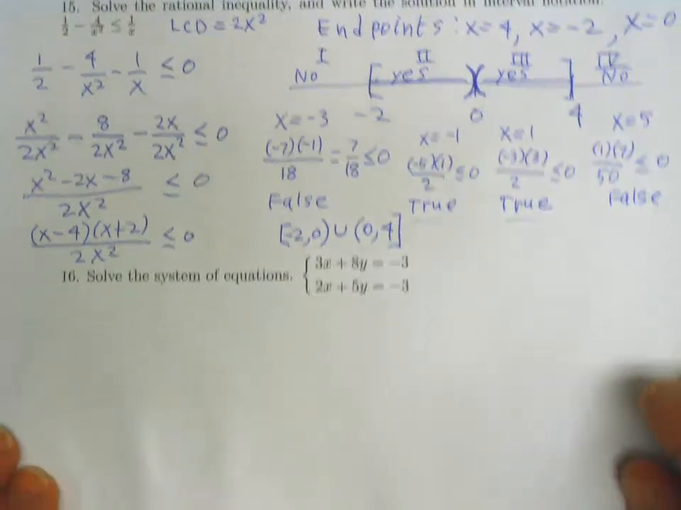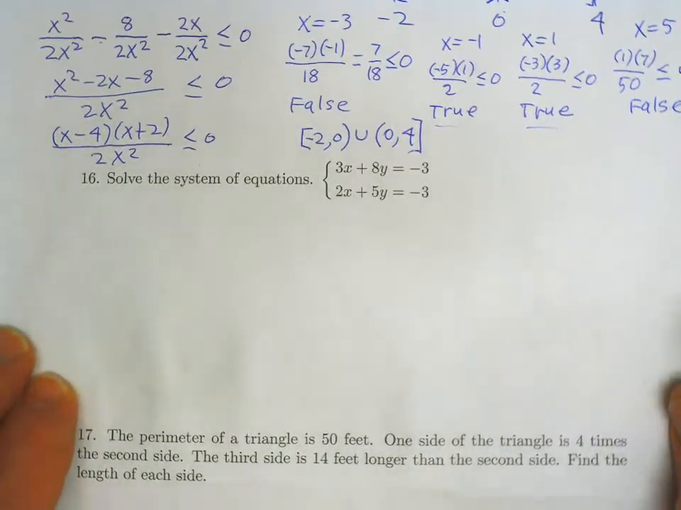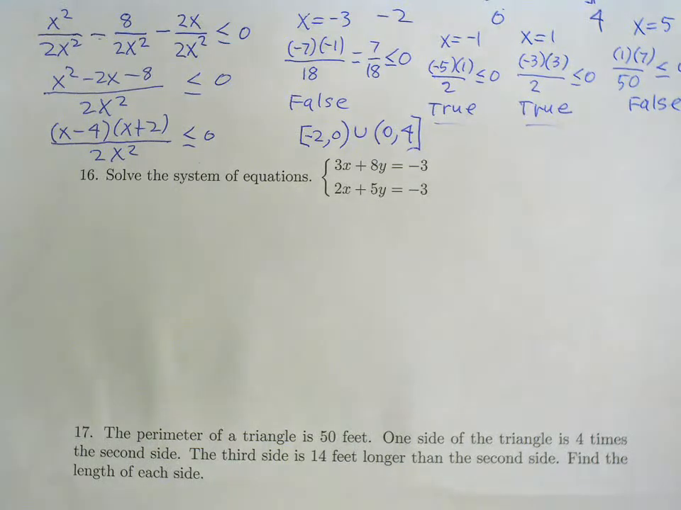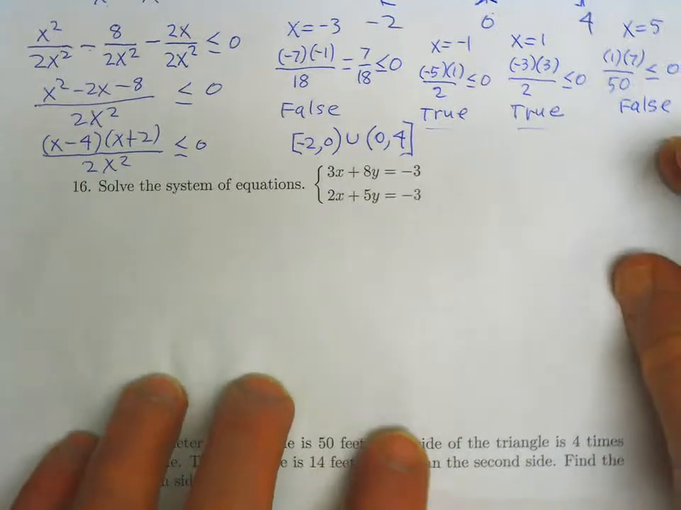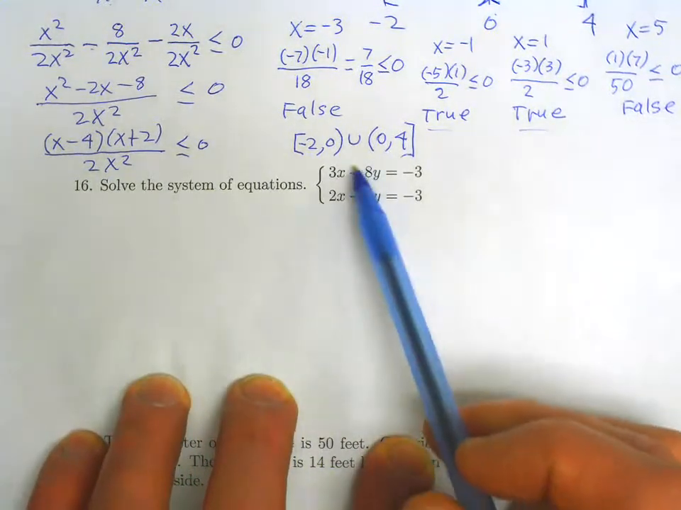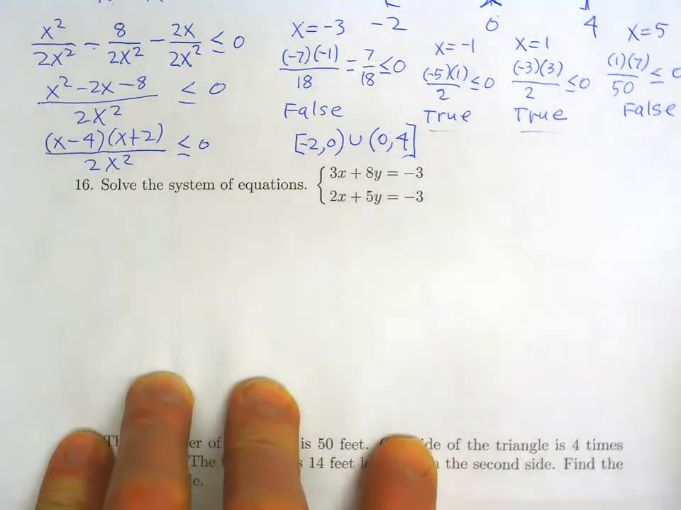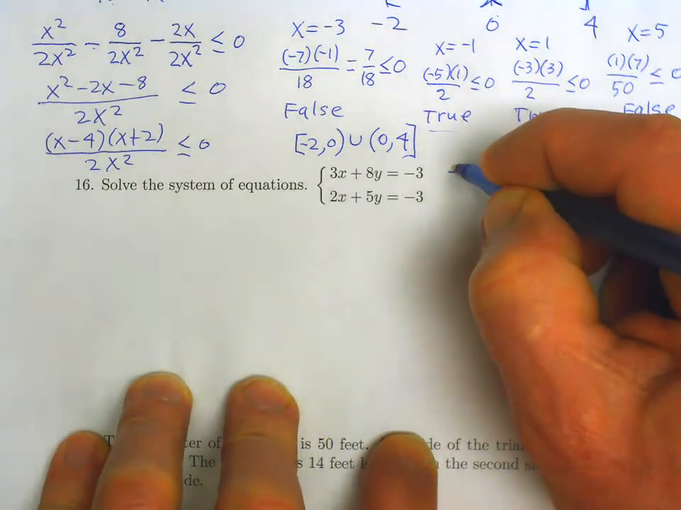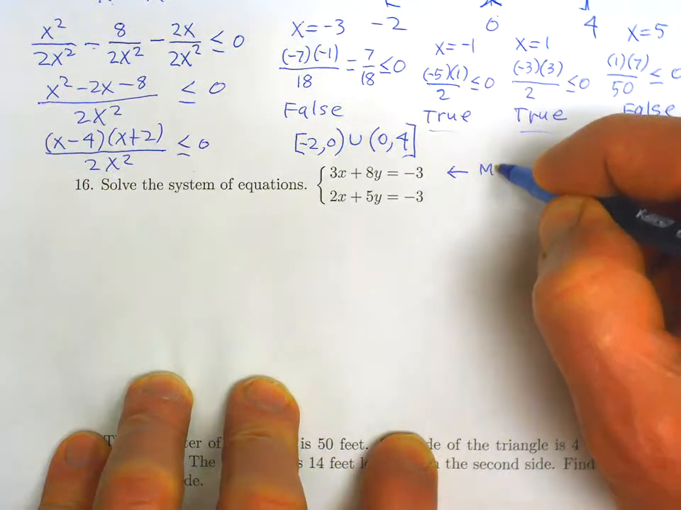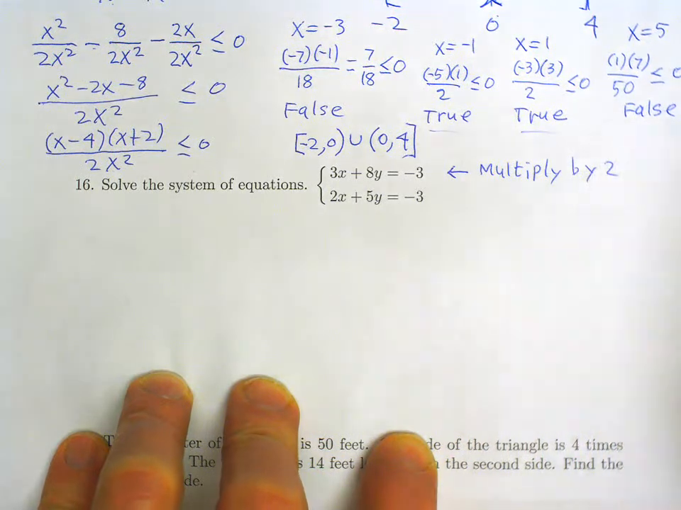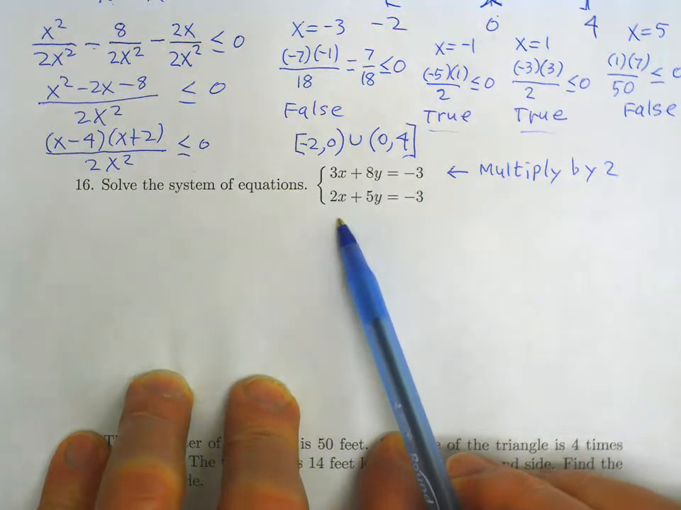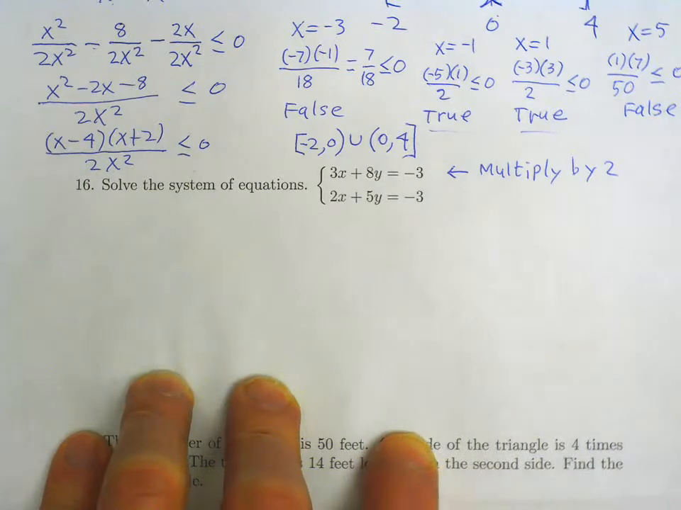Okay, number 16, solve the system of equations. This is a system of two linear equations. So we can use the elimination method. If we focus on eliminating x, we can multiply every term on both sides of the top equation by 2. I'll just say multiply by 2. And then we can multiply every term on both sides of the bottom equation by -3.